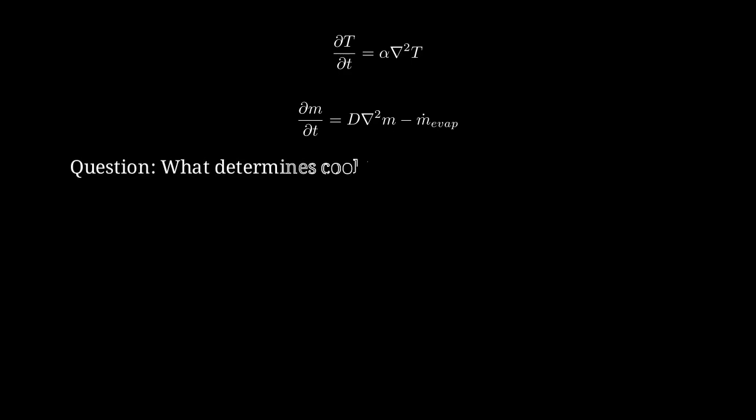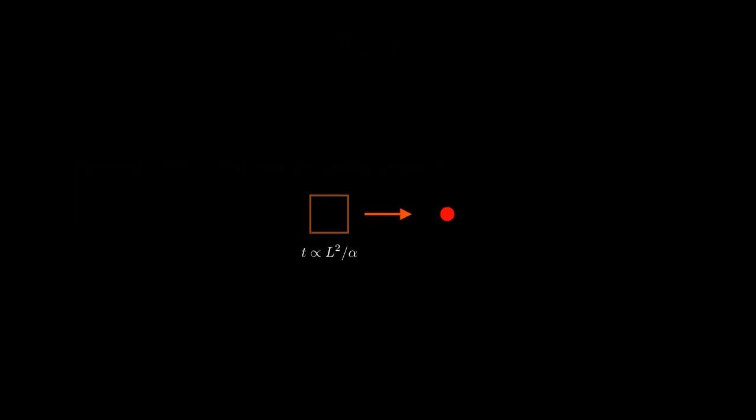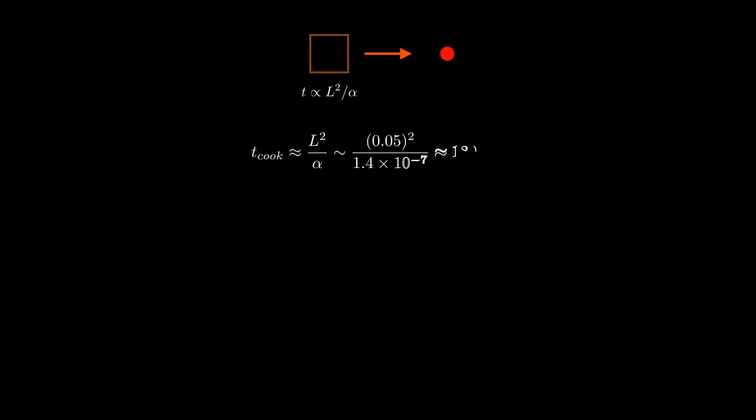A fundamental question: what actually determines how long we must cook food? Cooking time scales with the square of the characteristic length L. Double the thickness, and cooking time quadruples. This L squared over alpha scaling is fundamental to all diffusion processes. For a 5 centimeter steak, we estimate 18,000 seconds, or about 5 hours, for complete thermal equilibration. Of course, we cook faster by accepting gradients.